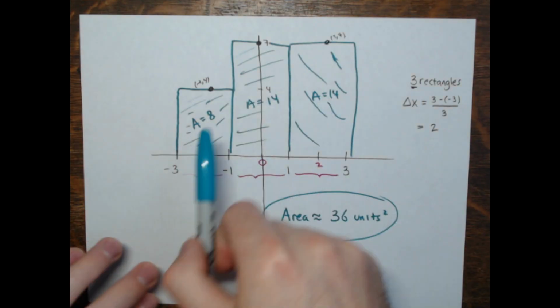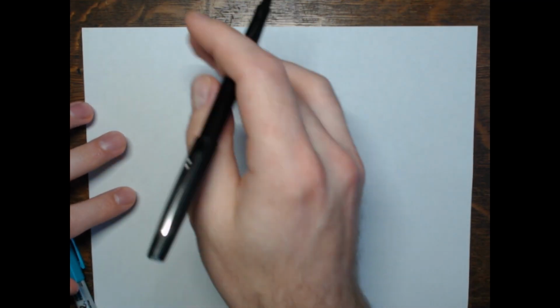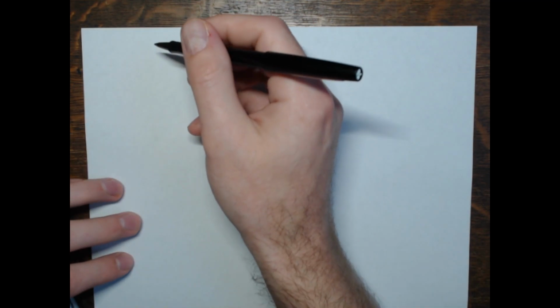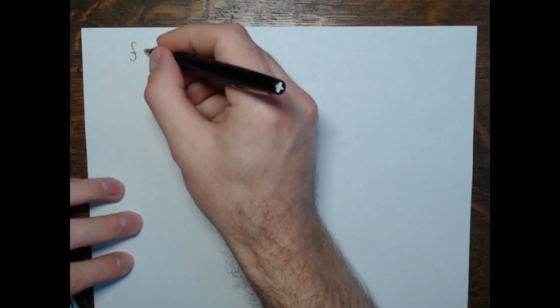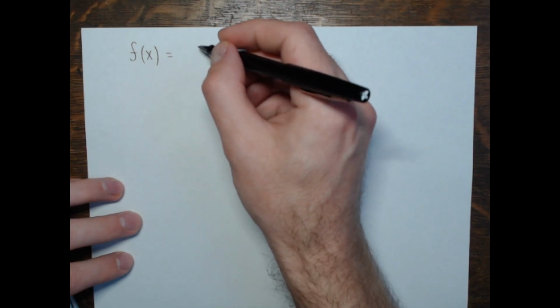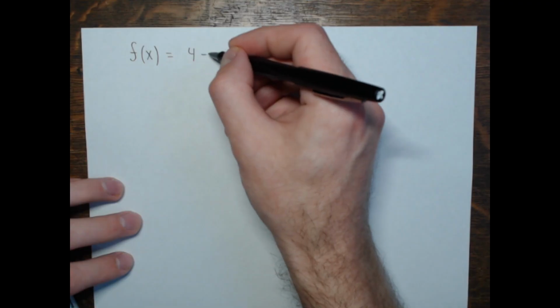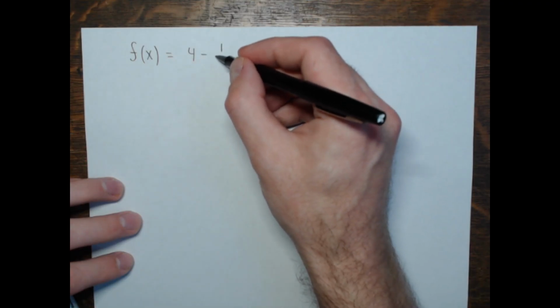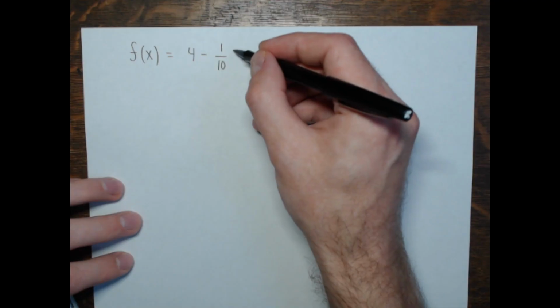So again, I think I might just do what I did in the last example here and just draw the rectangles. Oh, actually, no, we need to know the upper sum. So I need to know where the highest point is over each piece. Now, f of x equals 4 minus 1/10 x cubed.